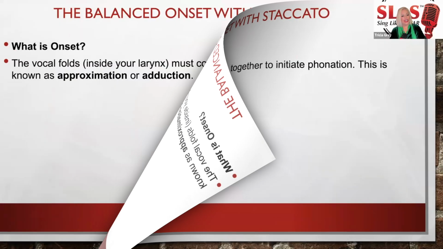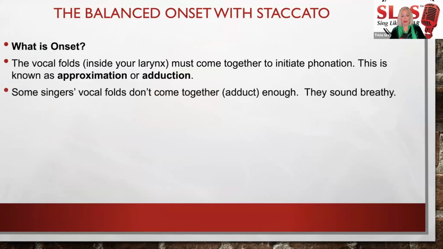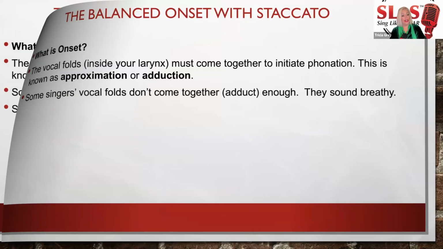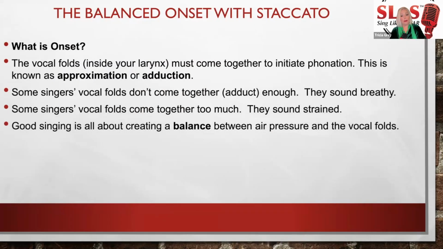What is onset? The vocal folds, which are inside your larynx, must come together to initiate phonation. This is known as approximation or adduction. Some singers' vocal folds don't come together or adduct enough. They sound breathy. Some singers' vocal folds come together too much. They sound strained. Good singing is all about creating a balance between air pressure and the vocal folds.